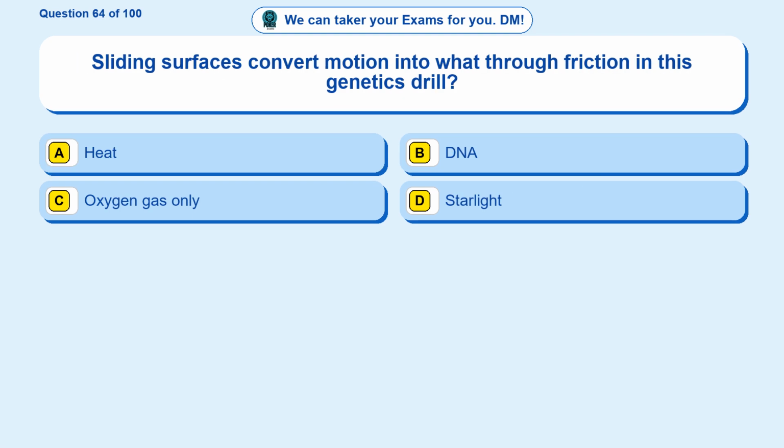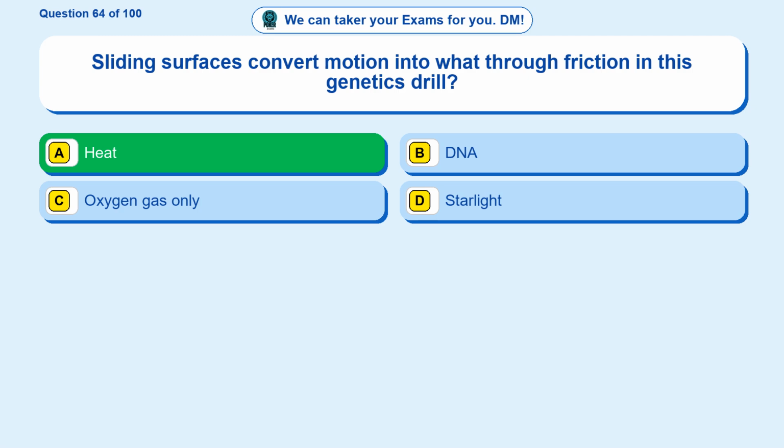Question 64. Sliding surfaces convert motion into what through friction in this genetics drill? Option A, heat. Option B, DNA. Option C, oxygen gas only. Option D, starlight. The correct answer is option A.